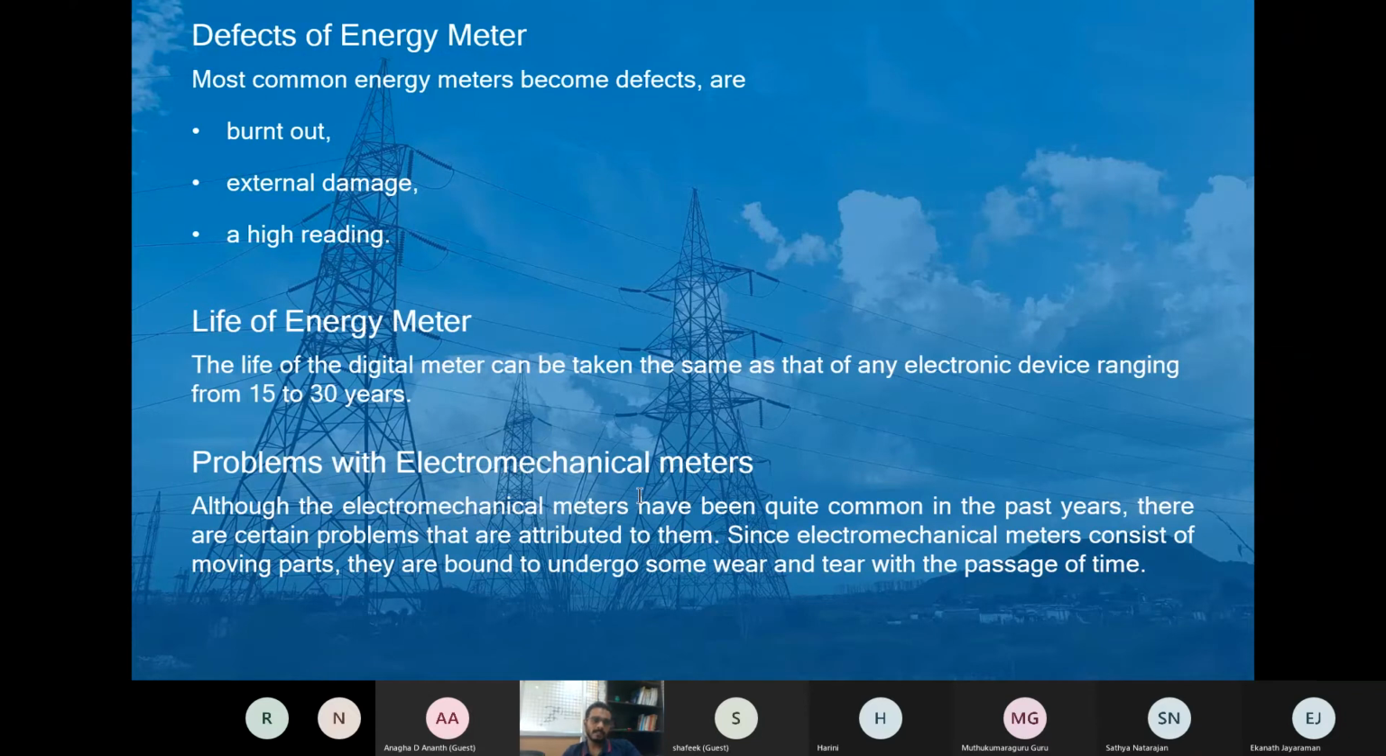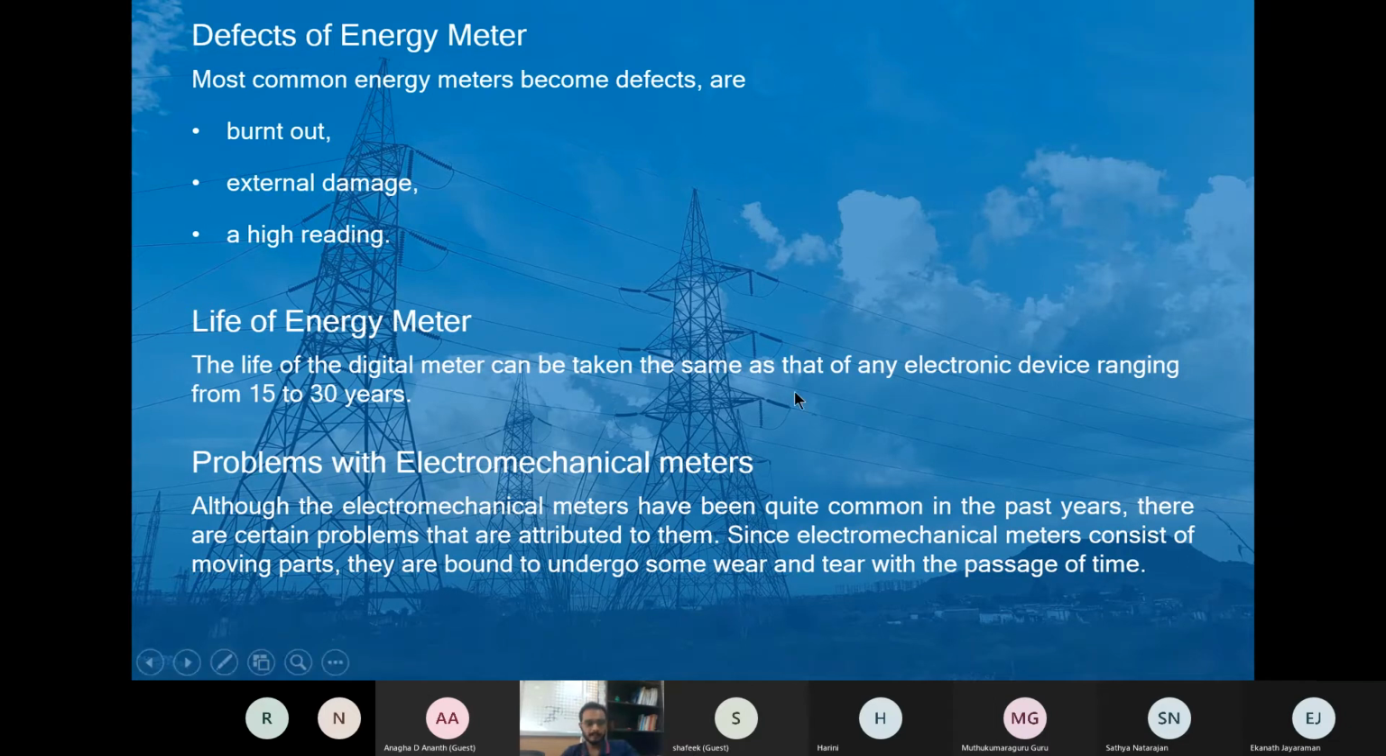Energy consumption of digital meter. A digital meter or any other meter consumes energy for its functioning, which is charged to the customer. The power rating of the energy meter is, let's assume, about 1 watt. It means 24 watt-hours in a day, that is 8.7 units per year, 8.7 kWh per year.